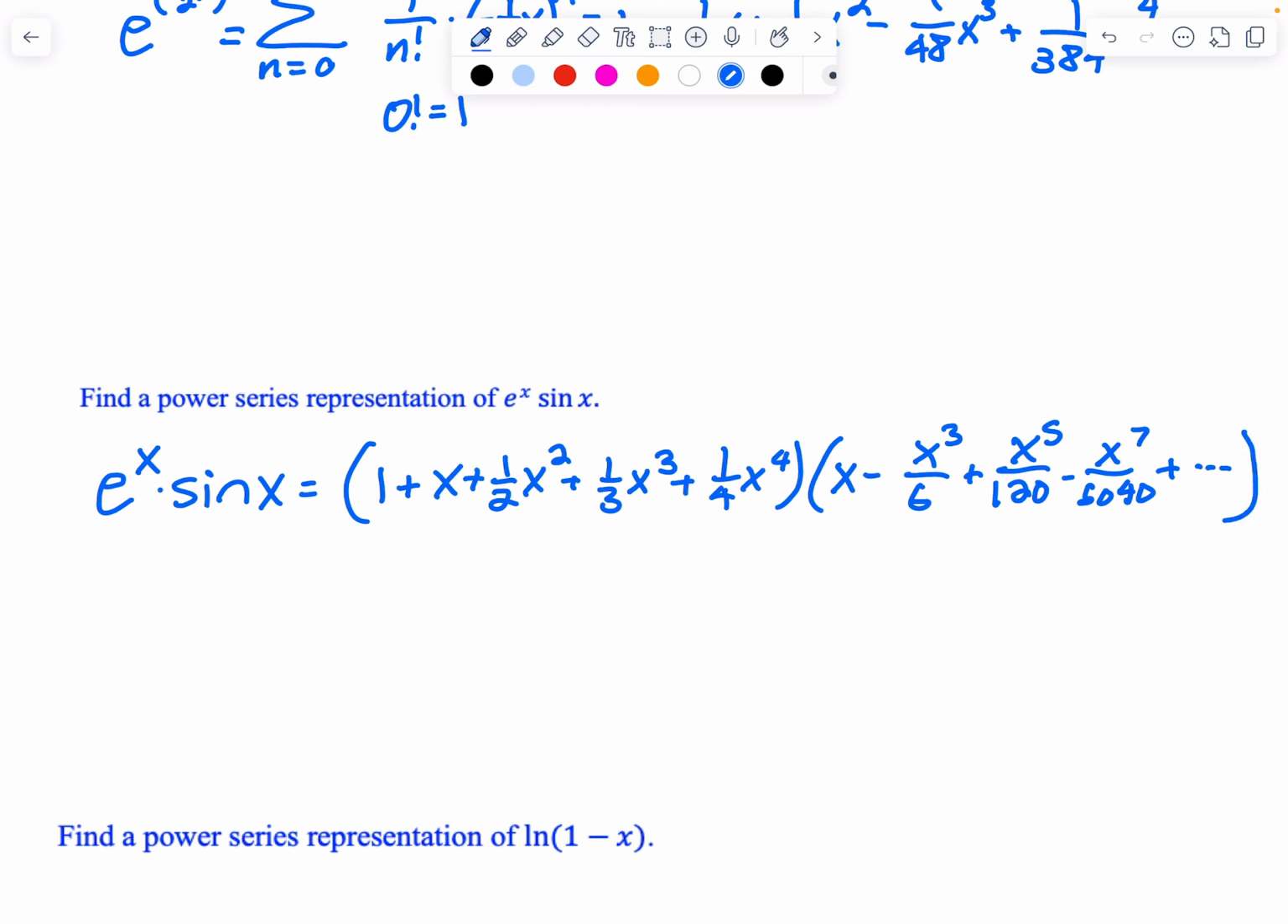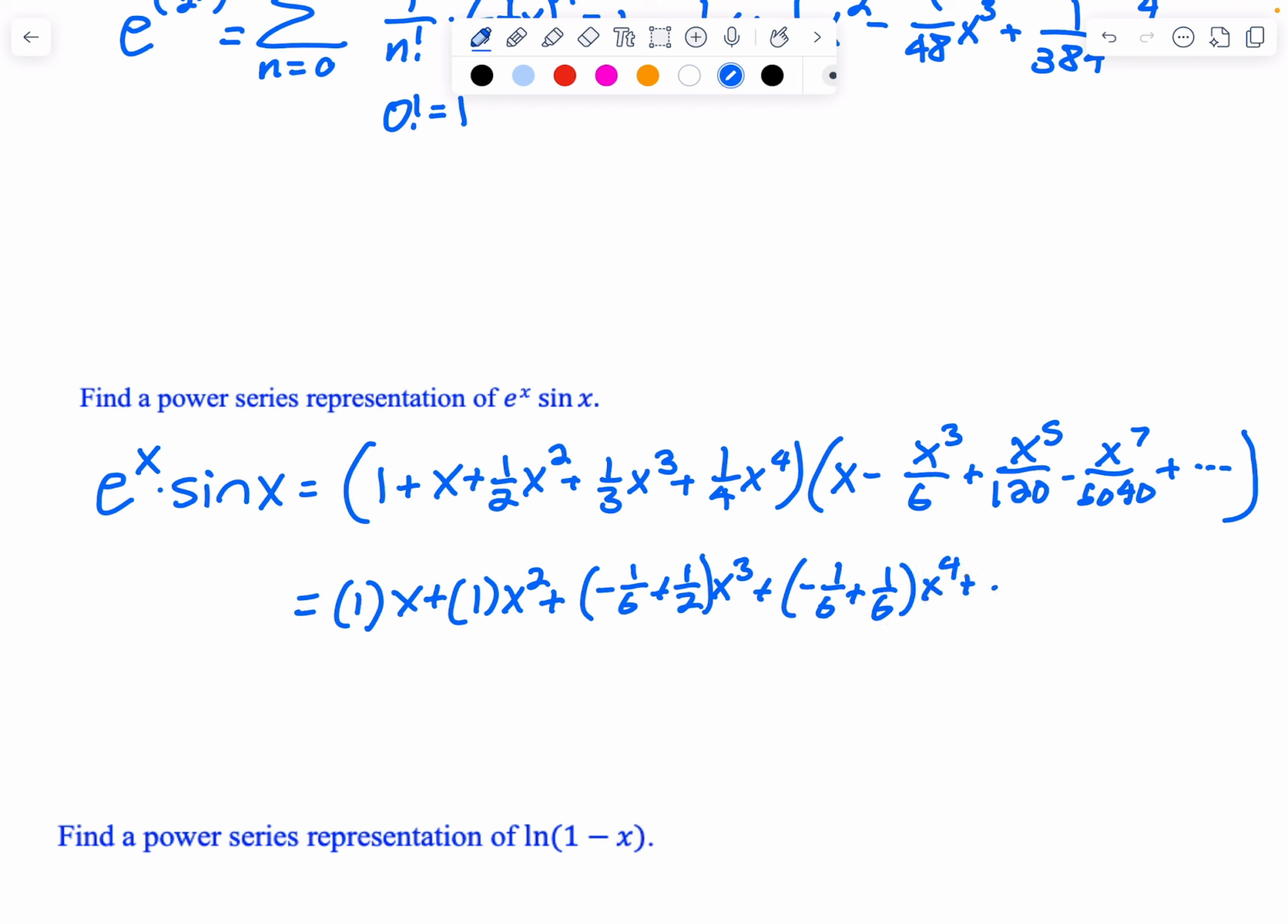There's a way that your book went about it, and they ended up multiplying one by a bunch of things. It gets kind of confusing the way they set it up. So I'm going to write it and let you stare at it if you want to try to figure it out. I will never ask you to do this. I used a computer to go forward, but this is what your book wanted to show. We're going to have 1 times x, 1 times x squared, 1 times negative 1/6 plus 1/2 x cubed, plus negative 1/6 plus 1/6 x to the fourth, and it goes on and on.